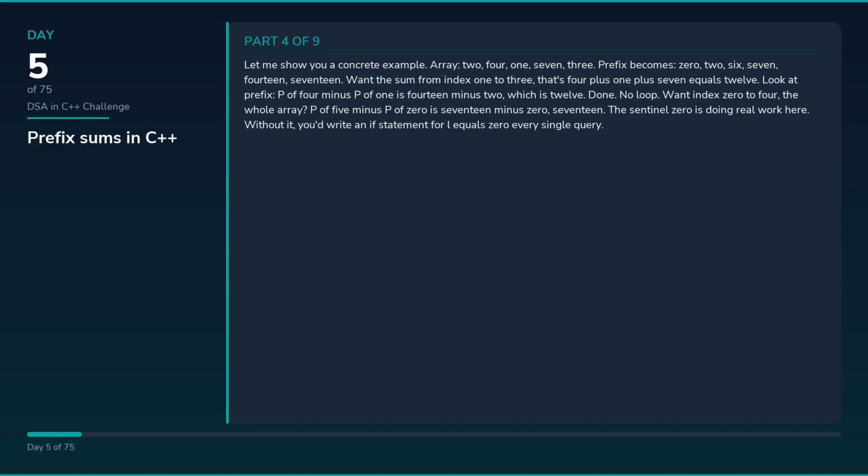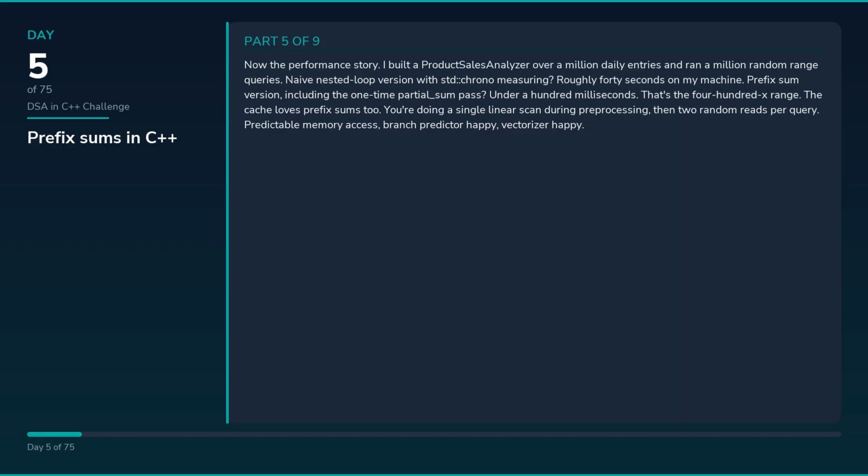Done. No loop. Want index 0 to 4, the whole array? P[5] minus P[0] is 17 minus 0, 17. The sentinel 0 is doing real work here. Without it, you'd write an if statement for L equals 0 every single query.